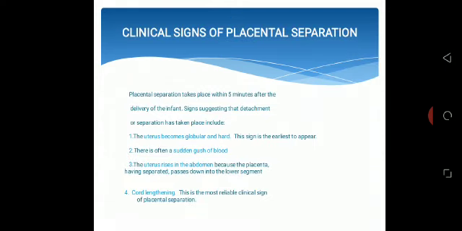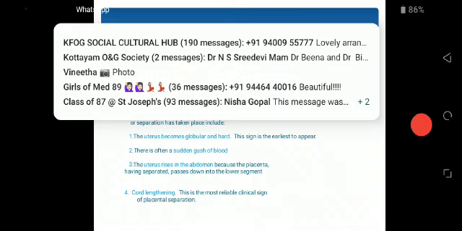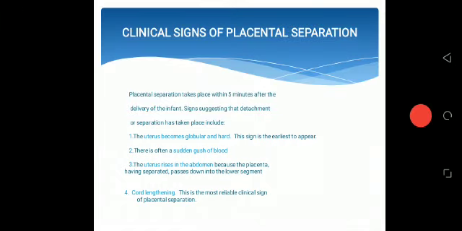So traditionally you have been taught about looking for the signs of placental separation. What are those signs of placental separation? The uterus becomes globular and hard, and there will be a sudden gush of blood. The uterus rises in the abdomen, and the placenta gets separated, passed down to the lower uterine segment, and there will be lengthening of the cord.